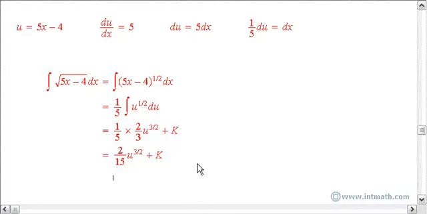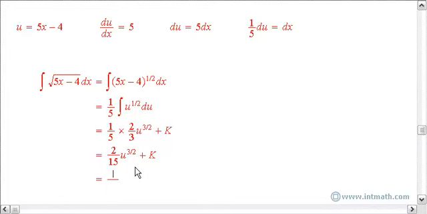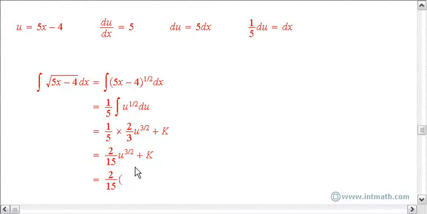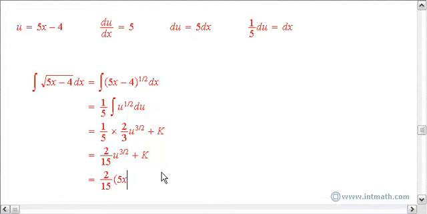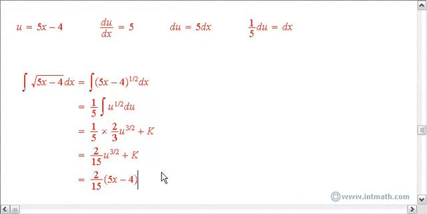Now, we're almost finished, but not quite. What we want to do now is express this back in terms of x. If we don't do that, it's incorrect. We started with x, we should finish with x. Now, it's always a very good idea to have a clear statement of u, because you always have to substitute back again. I go and look up here, here is my clear statement of what u is, and so I substitute back into here. 5x minus 4, and raise it to the power 3 on 2, because that's what it says, and then plus k. And that is the end of the story.